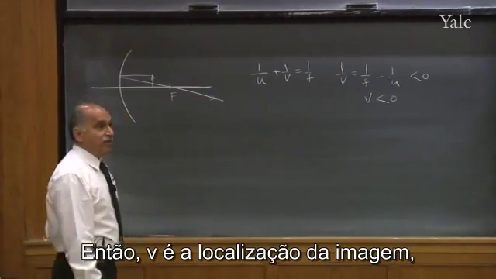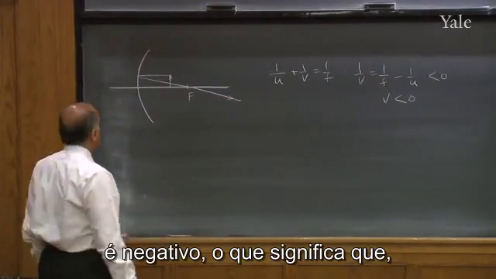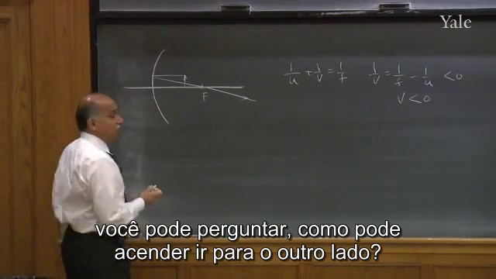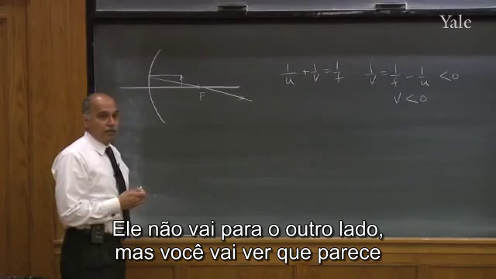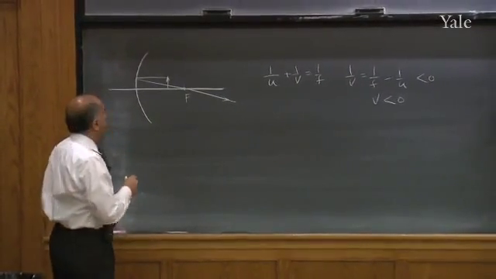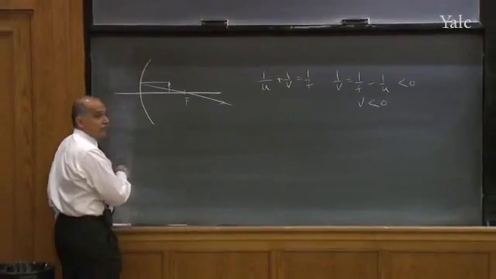So v is the location of the image. And it's negative, which means on the other side of the mirror. You can ask, how can light go to the other side? It doesn't go to the other side. But you will see that it looks like something is behind the mirror on the other side. So let's see why that happens.